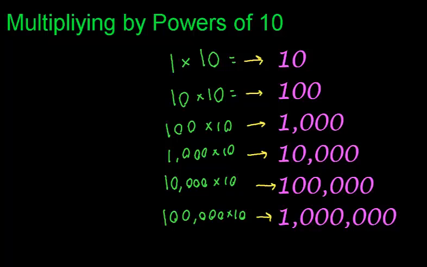And you can see each time 1 zero gets added. So 1 times 10, there's 1 zero. 10 times 10, there's 2 zeros. 100 times 10, there's 3 zeros. 1,000 times 10, there's 4 zeros. 5 zeros, and you can see the zeros just keep adding 1 each time. And that's kind of a trick when we multiply by powers of 10 that we're going to look at now.